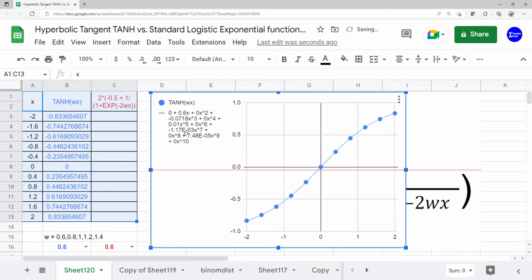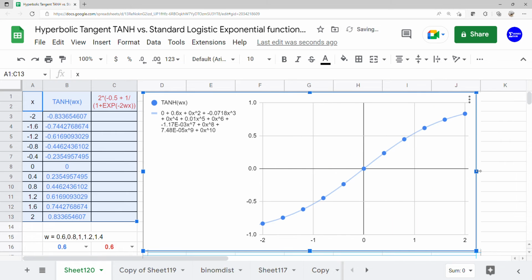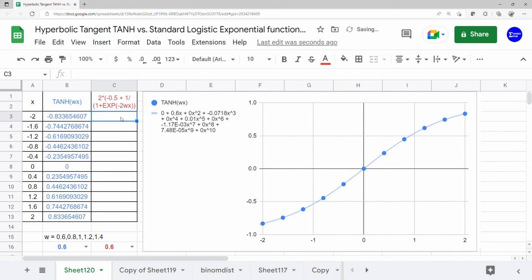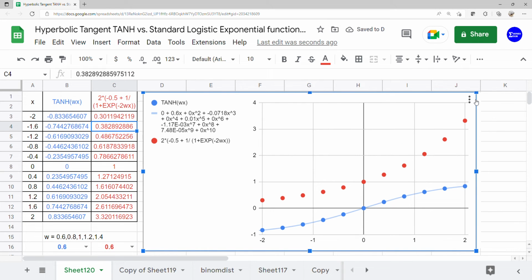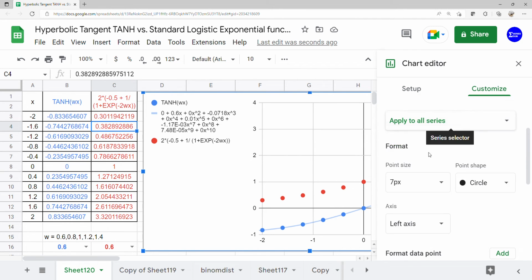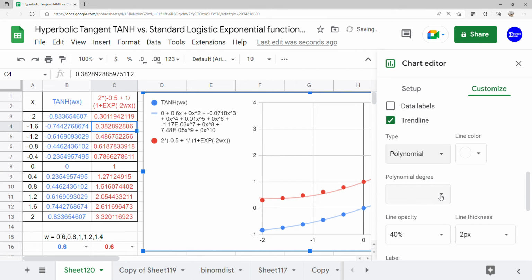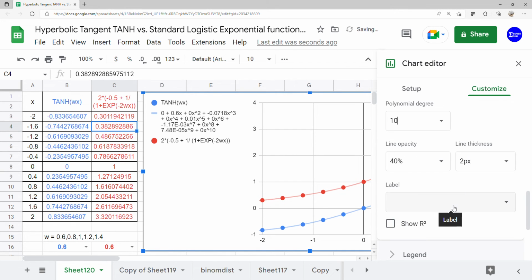We continue with the standard logistic function in the form of exponential function, starting with the exponential function. So array formula, exponent, that is w times x. I'll show the equation. Edit chart, customize, series, show the trend line. The type, also polynomial. The degree, 10. And for the label, use the equation.